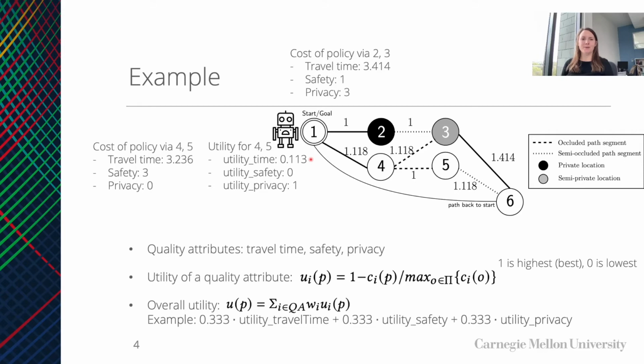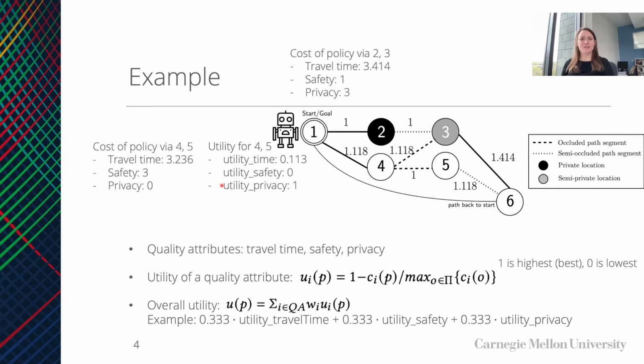So as an example, we can see that this would be the weight times the utility of a certain quality dimension, and then we sum that up for these different quality attributes. So here, if we take 1/3 for each, it would look something like this. And in that case, actually, the one via 4 and 5 is the most optimal. But if we have a utility function that really prioritizes safety, then this would be pretty bad for the policy via 4 and 5 and would likely end up with a very low utility value.